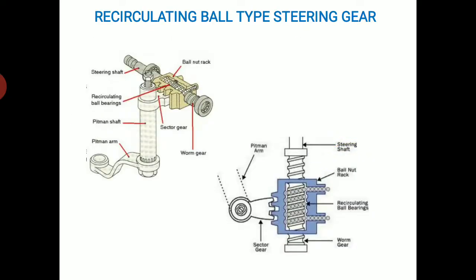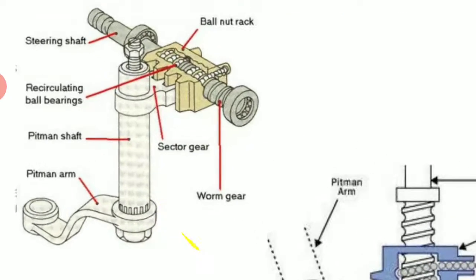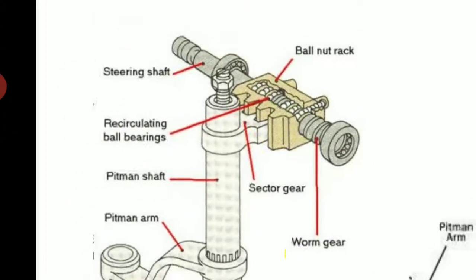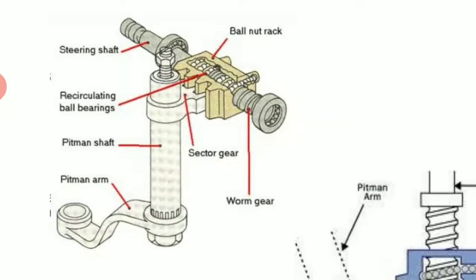Now another type of the steering gear: the recirculating ball type steering gear. You can see the figure. Recirculating means balls are provided in the nut. The recirculating ball type steering gear consists of a worm and nut arrangement. The nut arrangement and worm arrangement are provided here. You can see the figure.